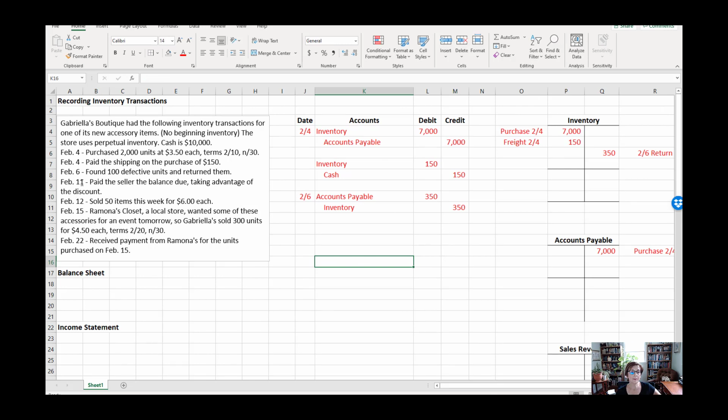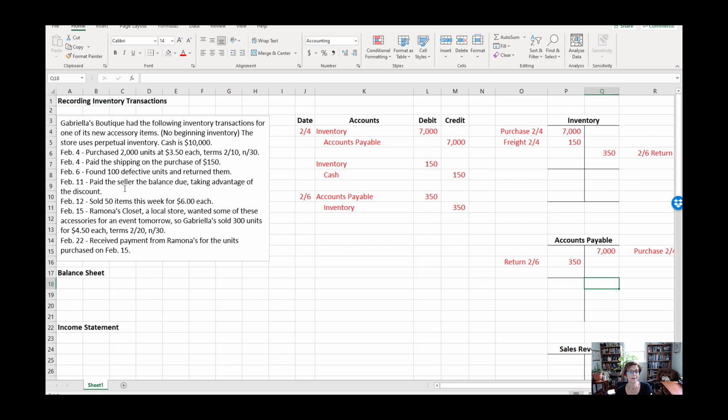Next up, on February 11th, we paid the seller the balance due, taking advantage of the discount. All right, so, oh, I forgot. Let me put this $350 here, because remember, this is a reduction of our payable. So this is return 2/6.